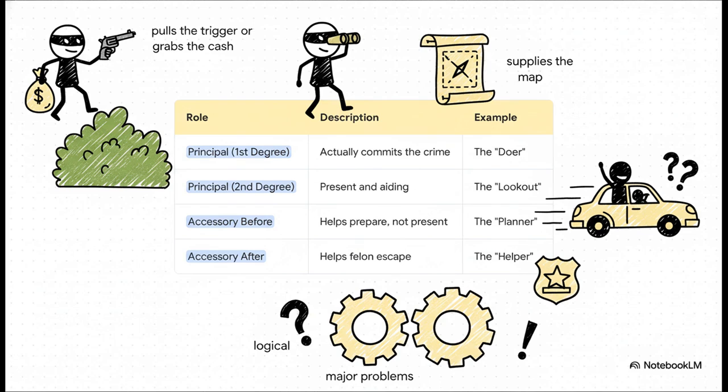Then, the principal in the second degree. That's your lookout, someone who's right there at the scene helping out. Next up is the planner, or what they called an accessory before the fact, the person who supplies the blueprints but isn't actually there. And finally, you have the helper, the accessory after the fact, who swoops in to help after the crime is all over. Sounds pretty logical, right? Well, it ended up creating some major problems.